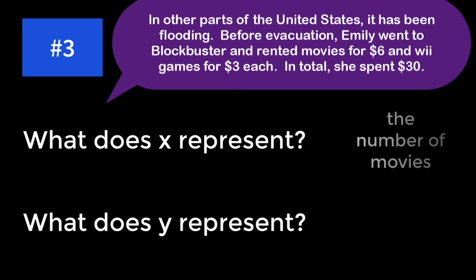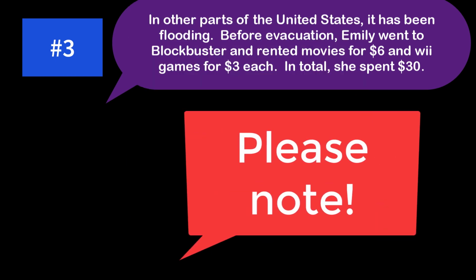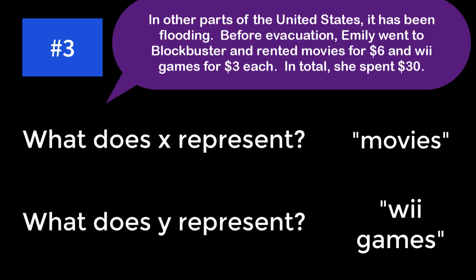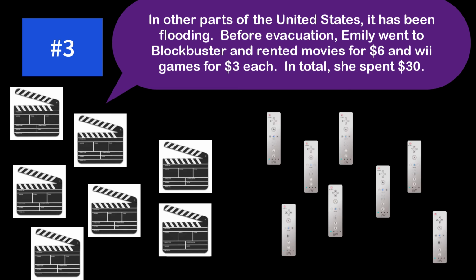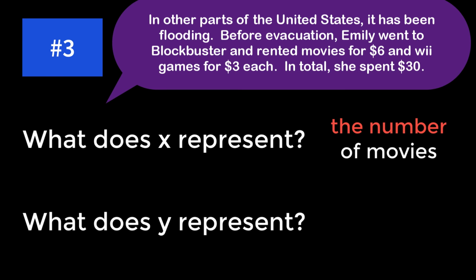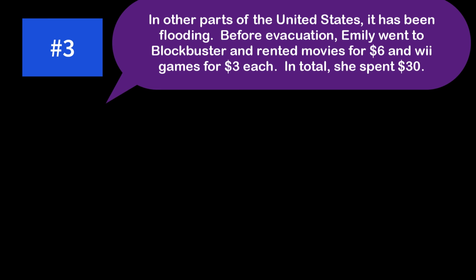X represents the number of movies that Emily rents. Y represents the number of Wii games that Emily rents. Please note, saying movies and Wii games is not sufficient. What about the movies? What about the Wii games? It's how many of each she rented. So again, X is the number of movies that she rented, and Y is the number of Wii games she rented. So, returning to the word problem.